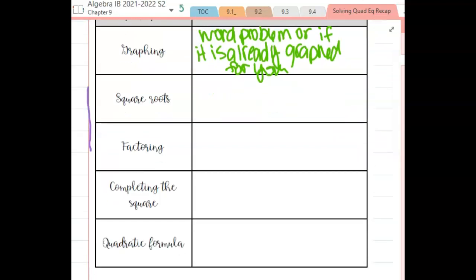The square root method, okay? Now, starting here, the square root method is going to be the method that you want to use if you can. Now, how you're going to know if you can use the square root method is there will be no x term. There will be no x term. For example, it might say 8x squared minus 32 equals 0. I have my x squared, so I know it's a quadratic equation, but I don't have an x term.